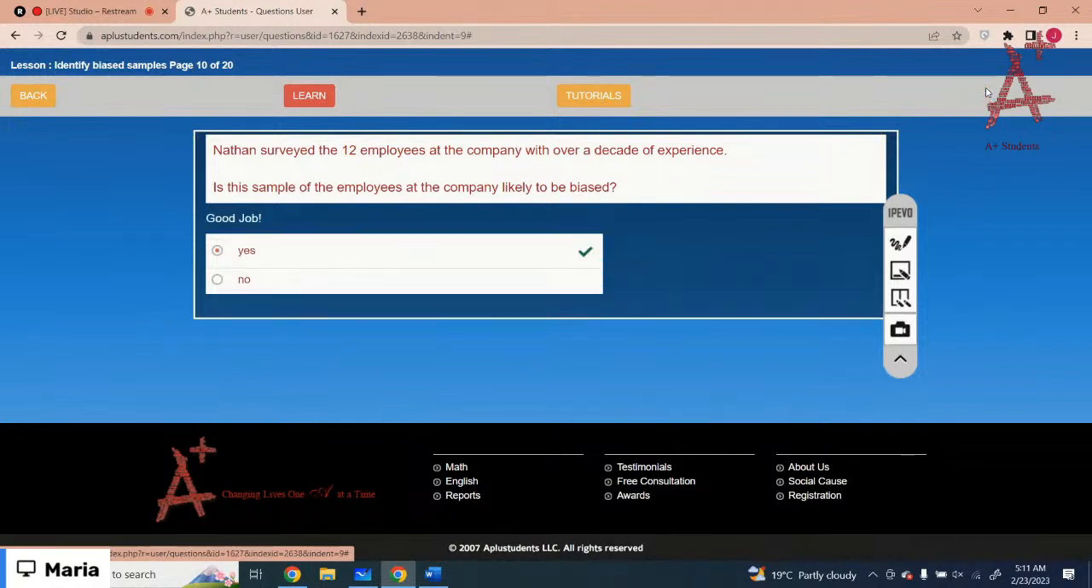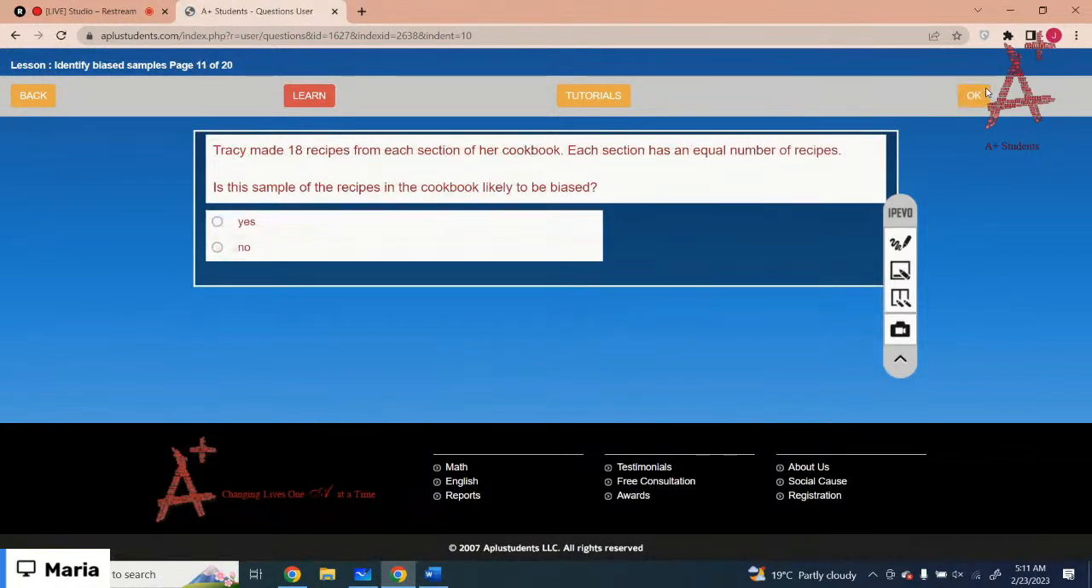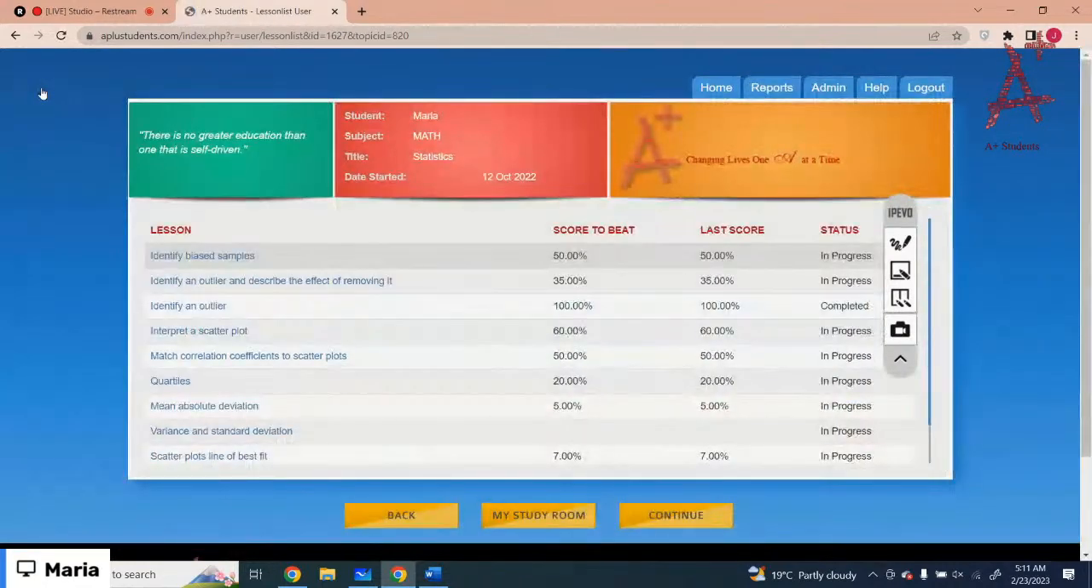Okay, you can complete the test by yourself later today. Let me just move on to the next lesson. And the next lesson is identify an outlier and describe the effect of removing it.